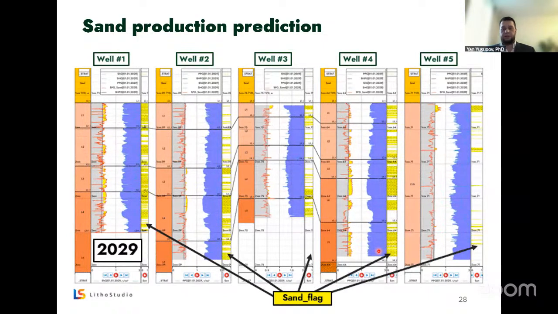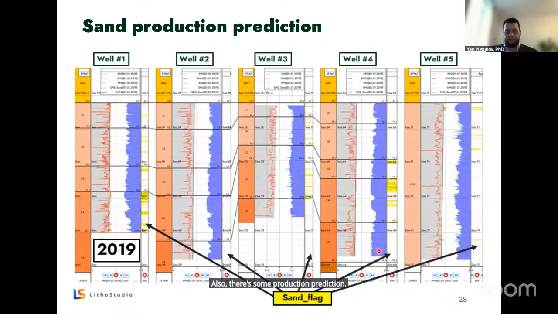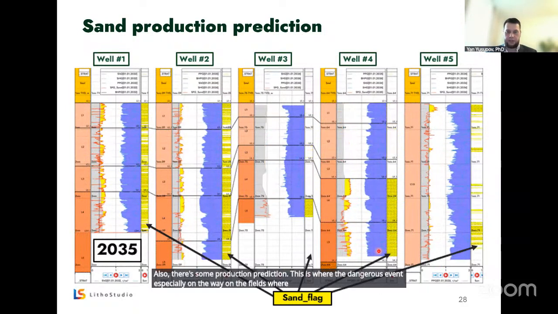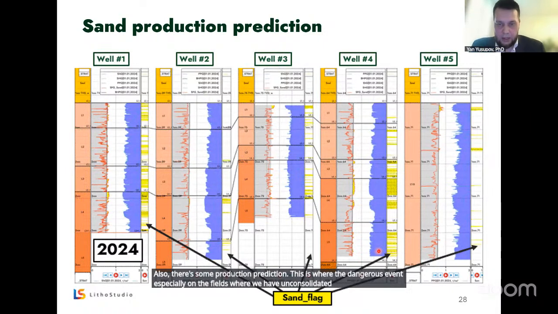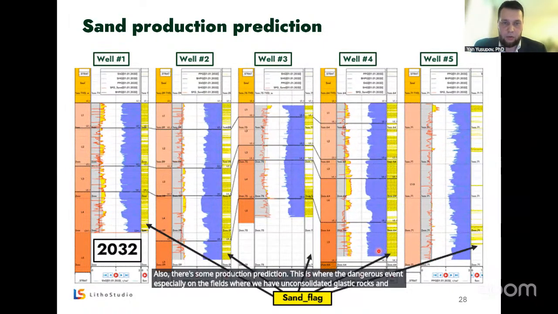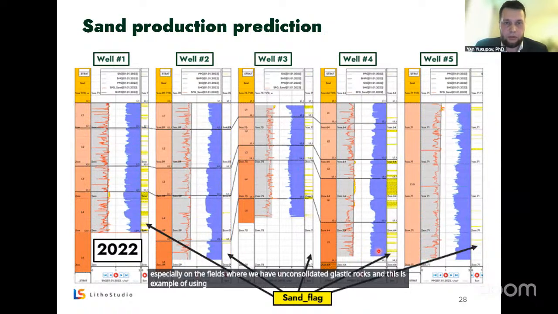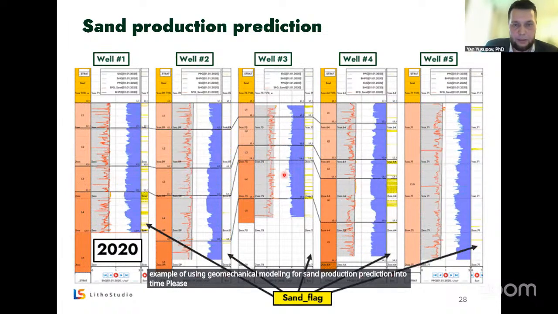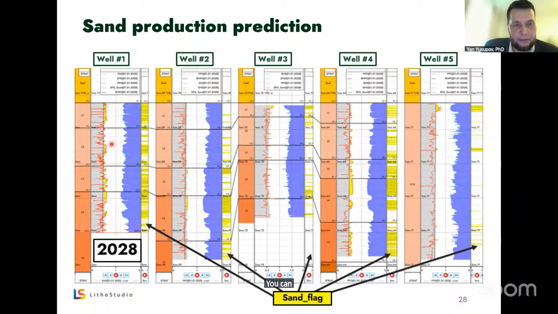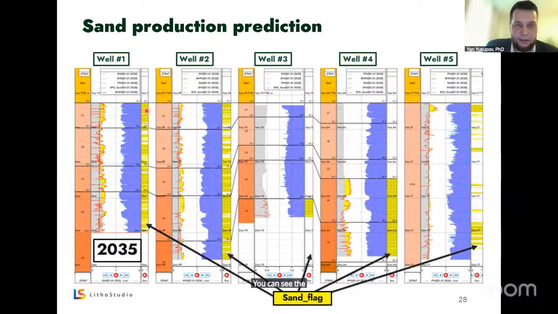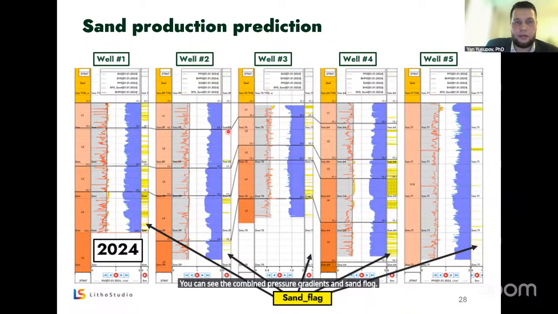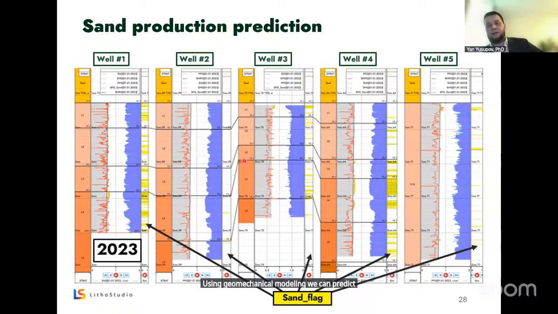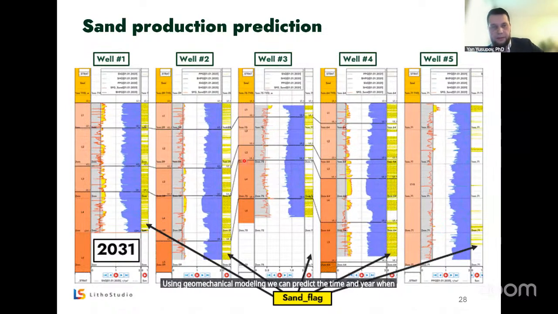Also, sand production prediction. This is a very dangerous event, especially on fields where we have unconsolidated clastic rocks. This is an example of using geomechanical modeling for sand production prediction in time. Please see this slide. You can see the combined pressure gradients and sand flood. Using geomechanical modeling, we can predict the time and year when there will be sand production.